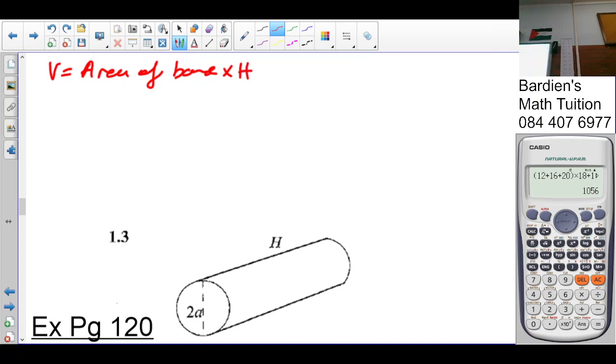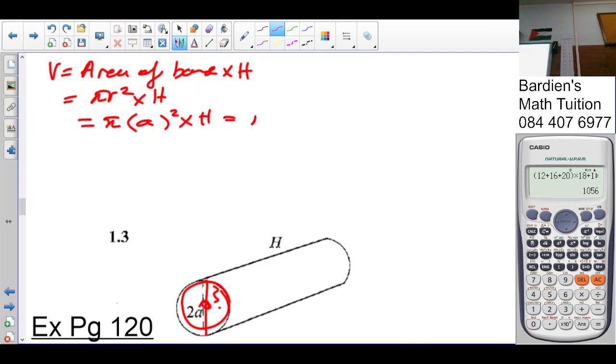So what type of shape is the base? Circular base. How do you calculate the area of a circle? Pi r squared times height. So you got pi, what's the radius? A. Because the diameter is 2a, the radius is half thereof. So it's a squared times height, which is pi a squared h. Okay. If you want to write pi is 3.14, h squared h is the same.